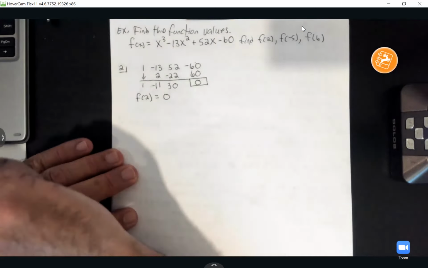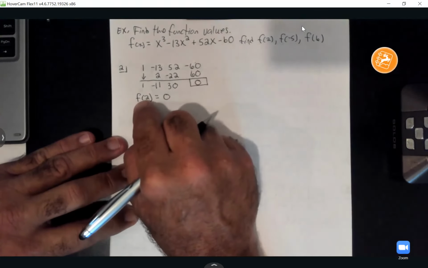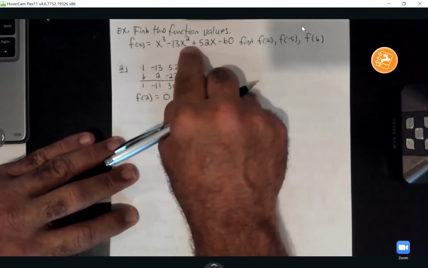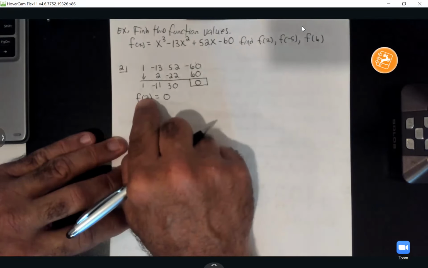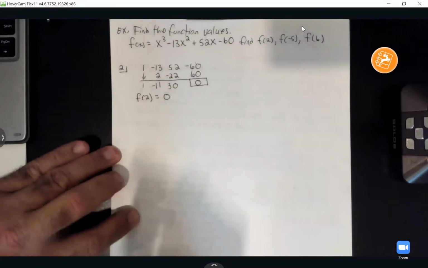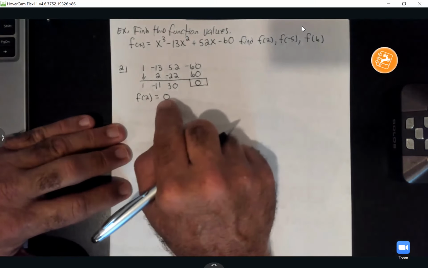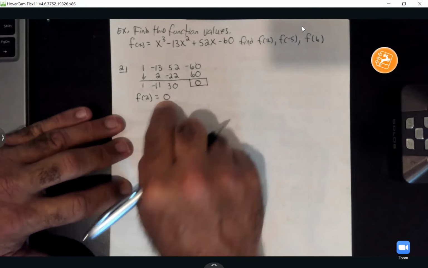Which also means this, don't it? If I got a remainder 0, don't that mean that 2 is a 0 of that polynomial? That means that this graph will cross the x-axis at that 2. But y'all, you ain't got to know all that for now. All you got to know is that remainder equals that function value.